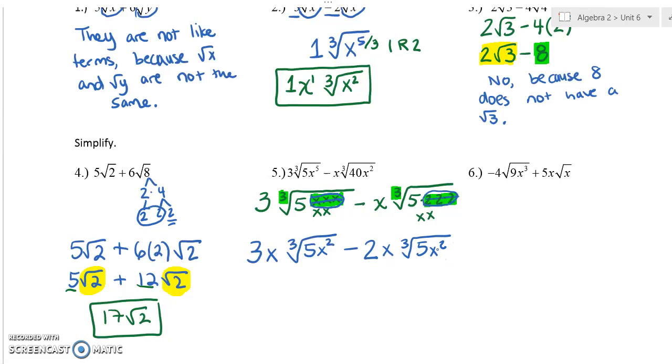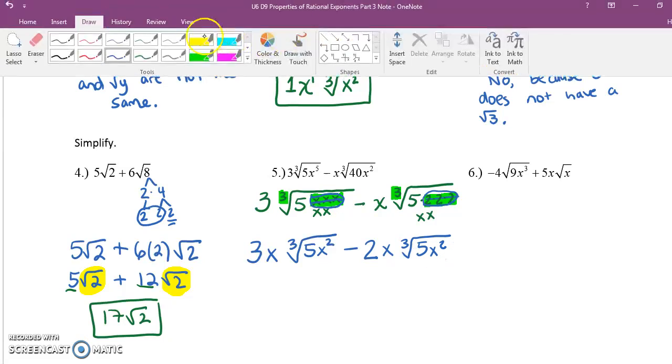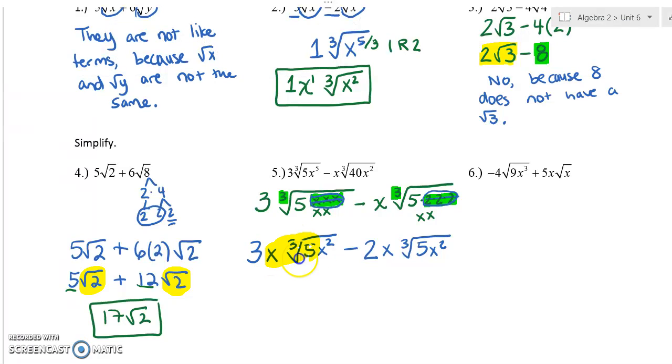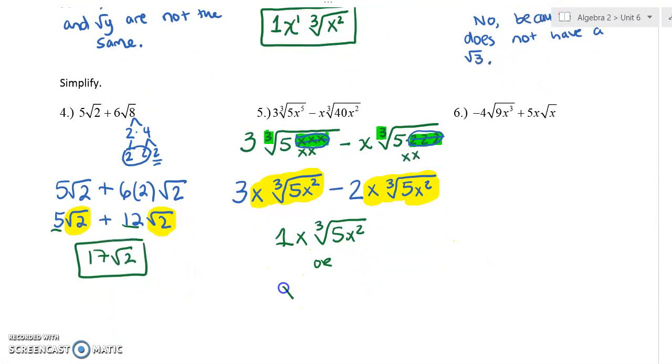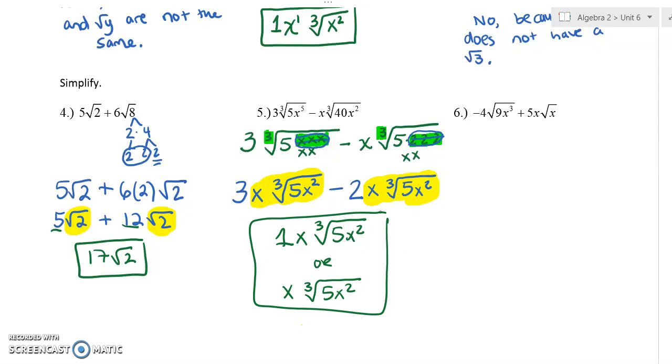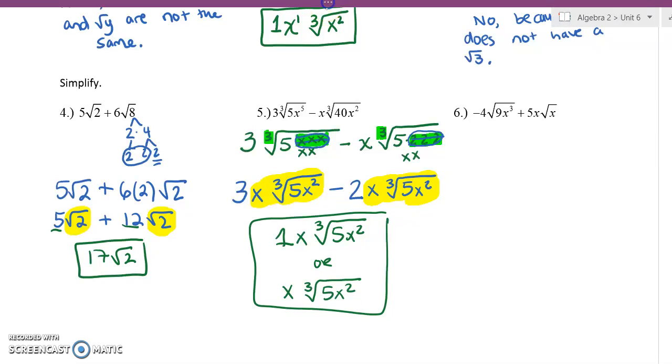Now if you look carefully, what you're going to notice is both of them have an x cube root of 5x squared. And since they are like terms, we could do 3 minus 2, which is 1x cube root of 5x squared. And yes, I'm sure you're thinking this, can I just write it as x times cube root of 5x squared? And the answer is yes, either one of those is a good answer. All right, well done. Let's look at the last one.